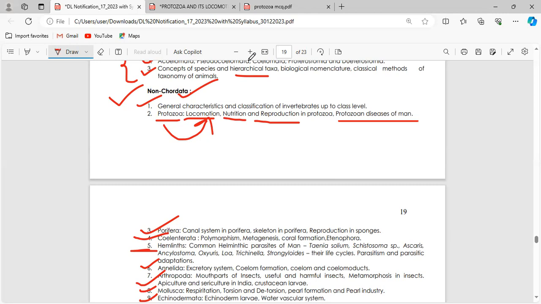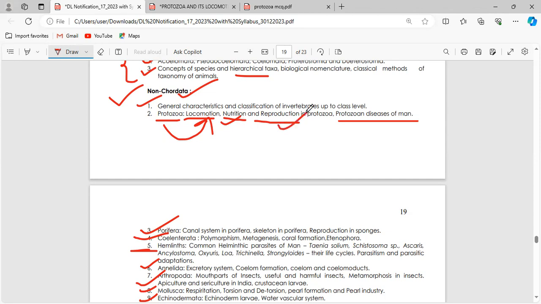Okay, and what about this nutrition? There are different types of nutrition followed by protozoa, that is holozoic, holophytic, saprozoic, and parasitic. These are all the different types of nutrition, and you have to know which organism prefers to acquire nourishment with which type of nutrition. Examples are very much important.